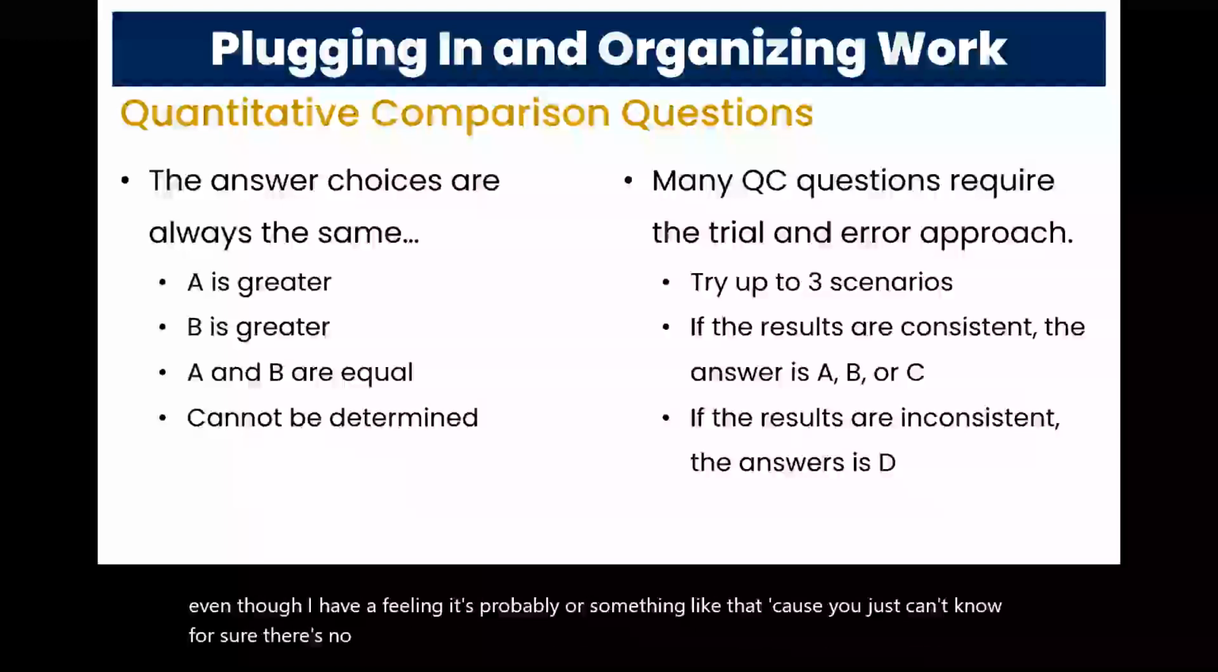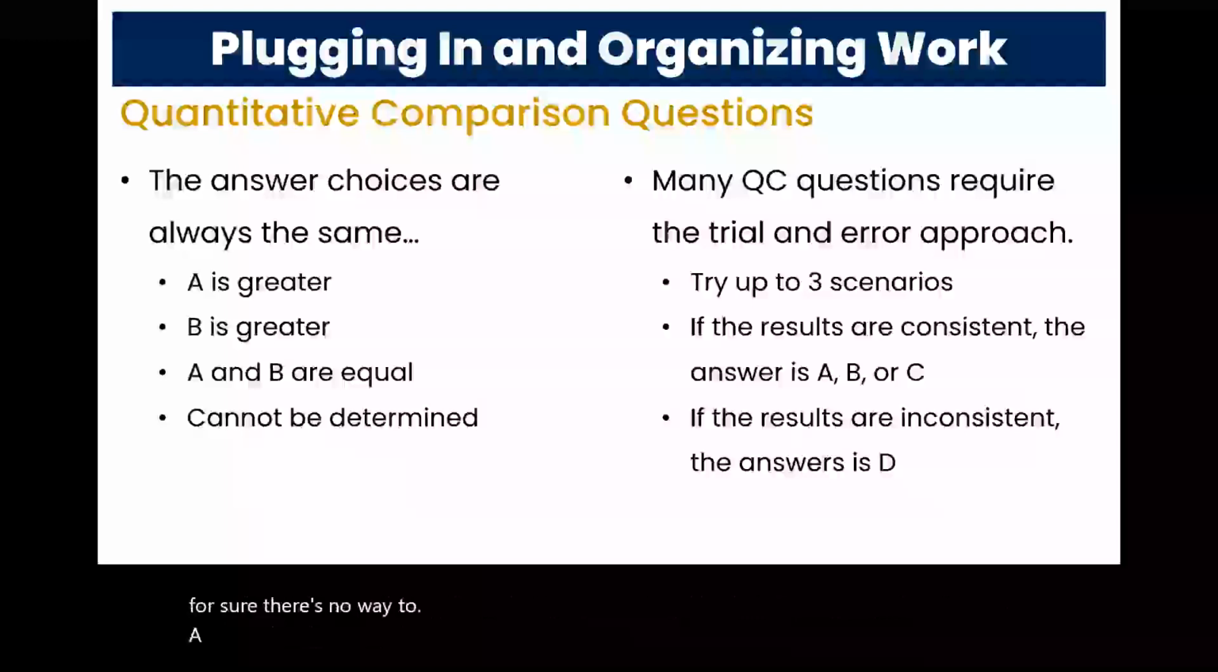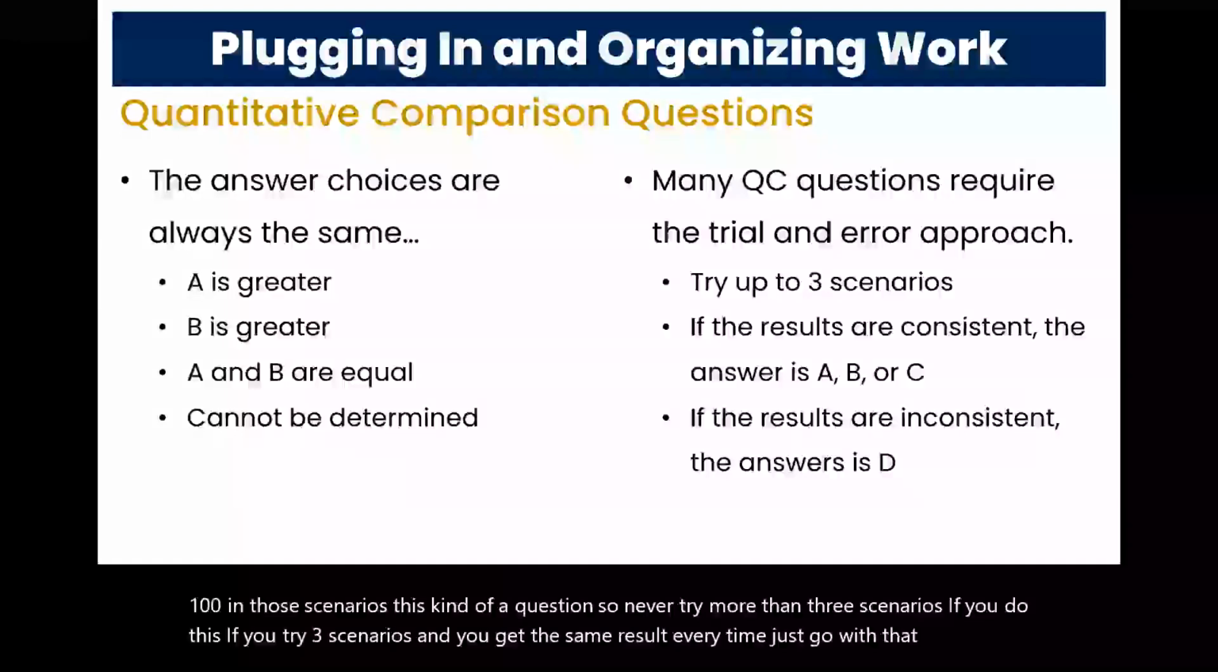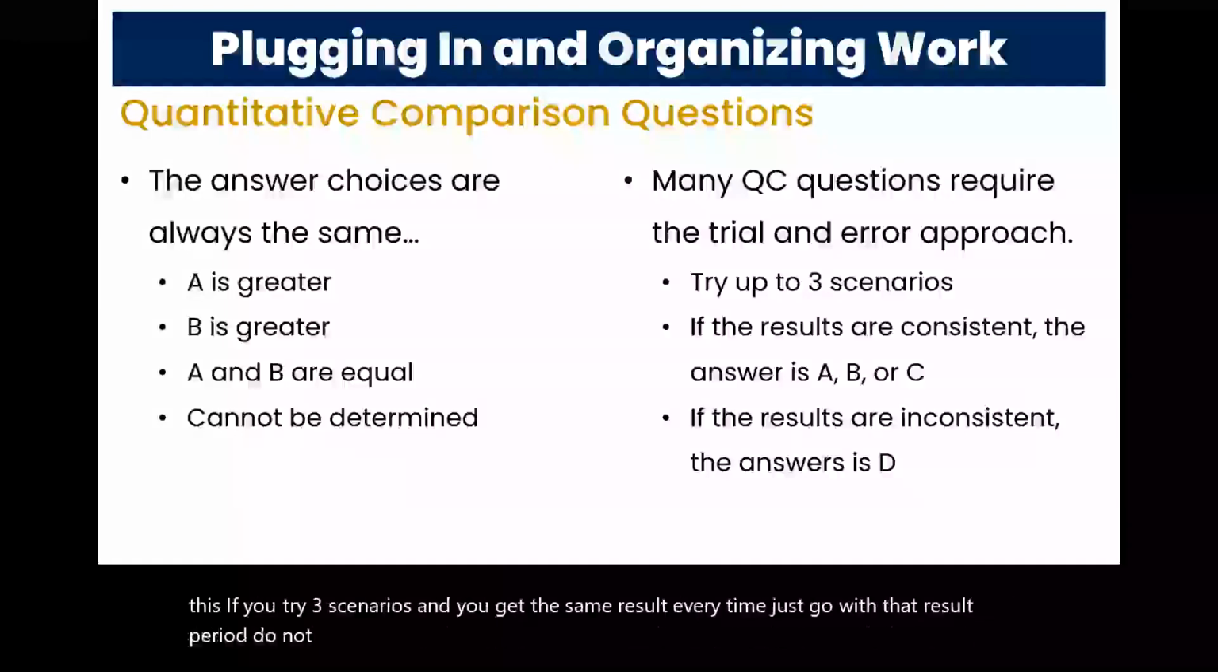There's no way to know 100% in those scenarios, this kind of a question. So never try more than 3 scenarios. If you try 3 scenarios and you get the same result every time, just go with that result, period. Do not pass go, do not collect $200.